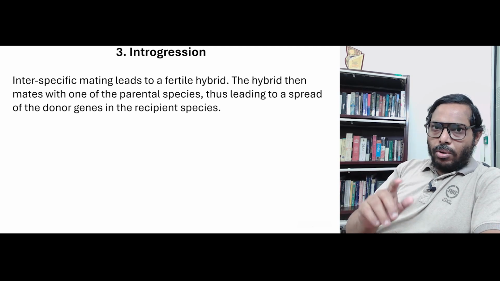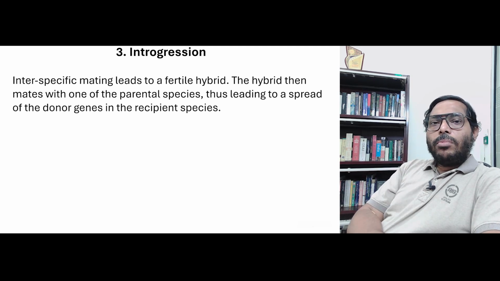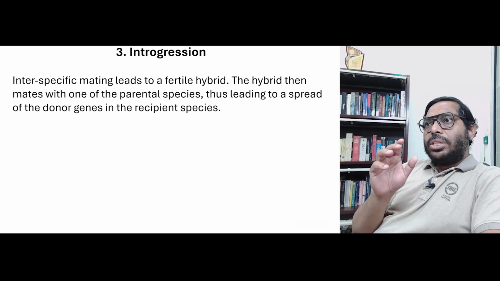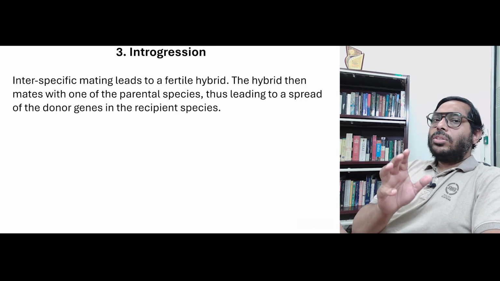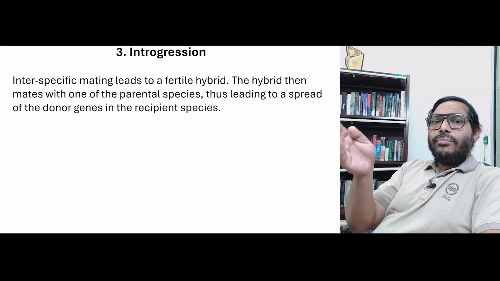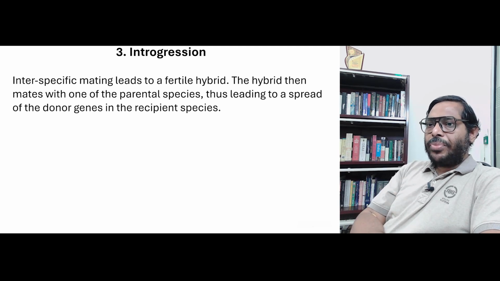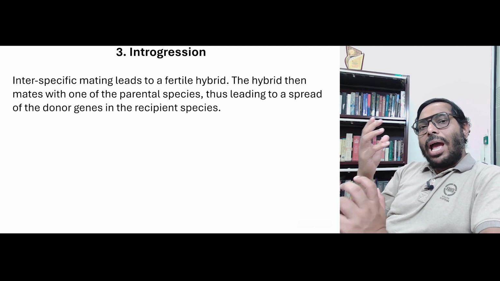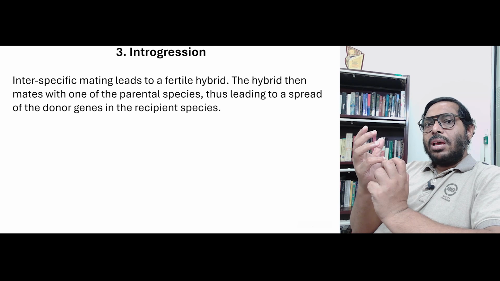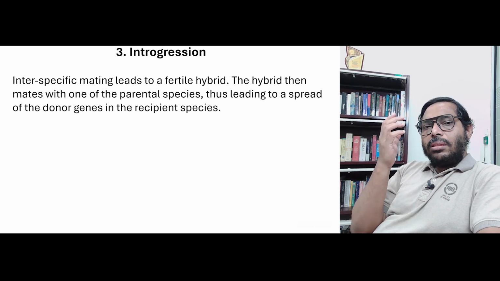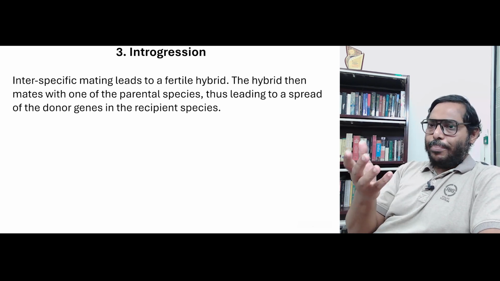Sorry, before we go there, there is another form of horizontal gene transfer which is known as introgression. So, in horizontal gene transfer, what happens? A few genes are transferred across individuals or across species boundaries. Now, in introgression, you have two different species mating and there is a formation of a hybrid.